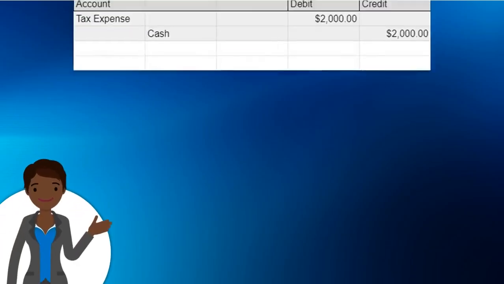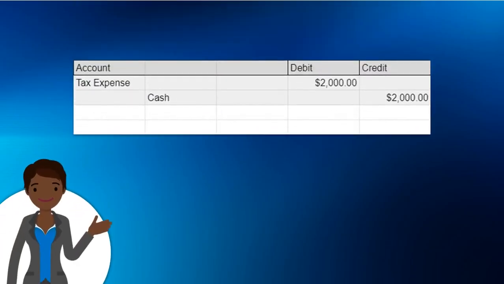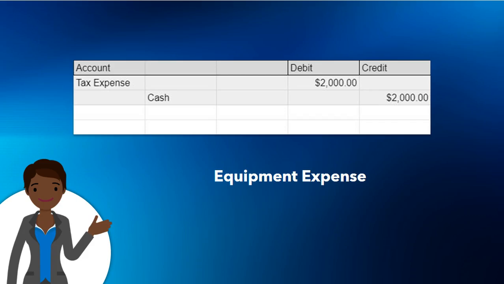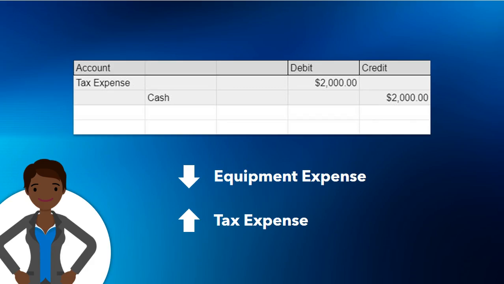Now, let's say that instead of writing the journal entry correctly, because they hadn't hired you as their bookkeeper, that piece of equipment was captured like this. Yikes! That's gonna create some problems, won't it? So, now we have an equipment expense account that is lower than it should be, and a tax expense account that's higher than it should be. I know, tax expense is always higher than it should be, right?